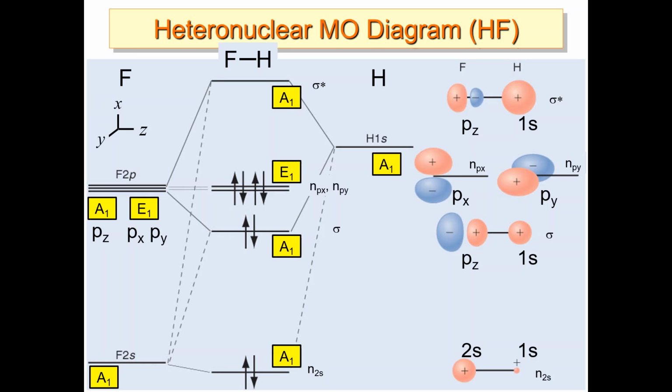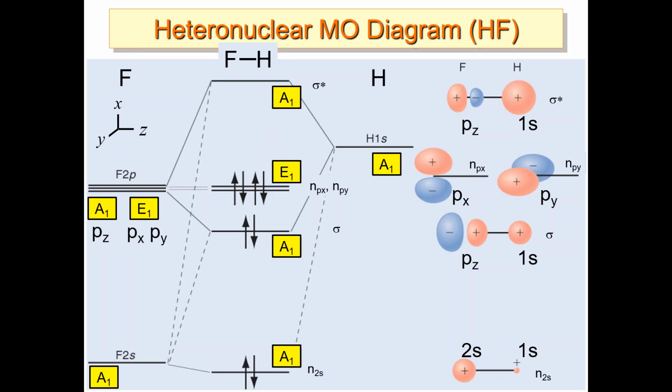Thoughts, reactions? If you were to do this by yourself, where would you get stuck? Probably at the PX, PY. Just think about them: what are they going to bond with? If they have nothing to bond with, then they just come straight across and become non-bonding.